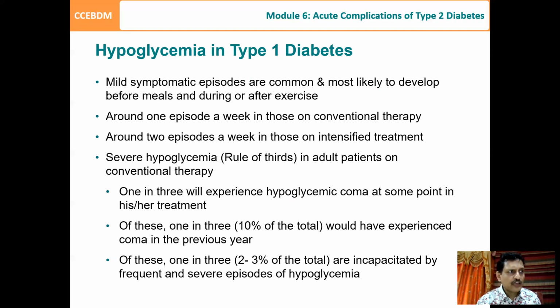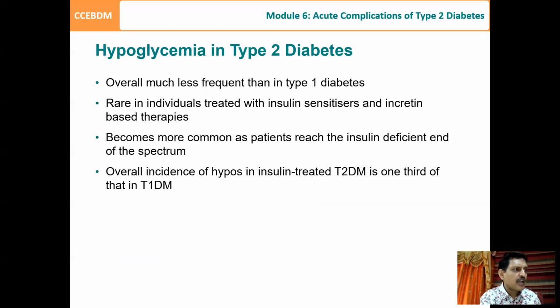So hypoglycemia is a very, very important issue in the management of both type 1 and type 2 diabetic subjects, and we must be very careful to try to avoid hypoglycemia. We'll talk a little bit about the consequences of hypoglycemia as well.